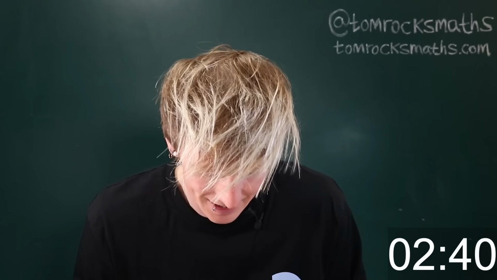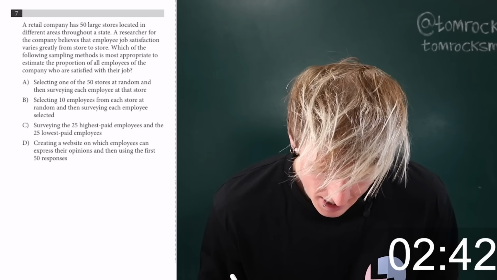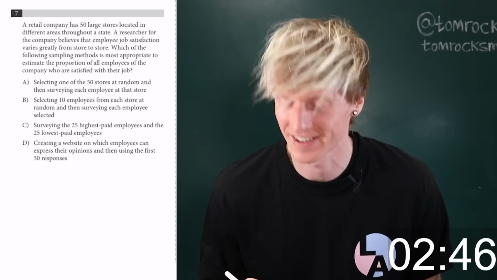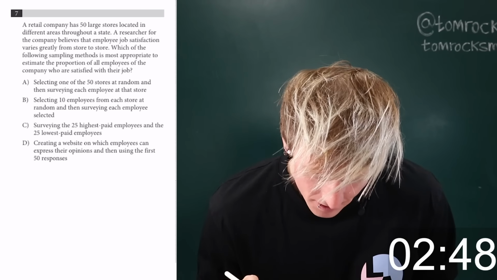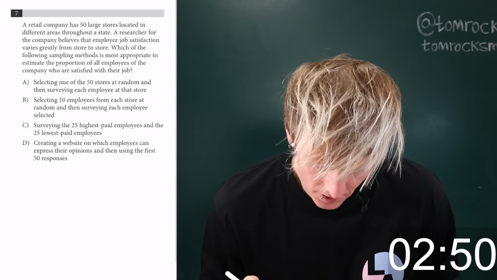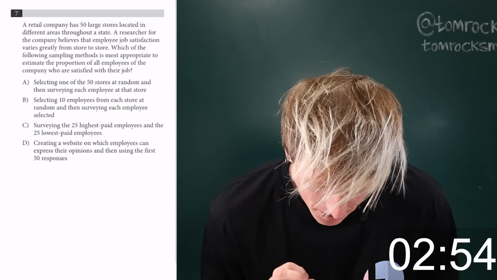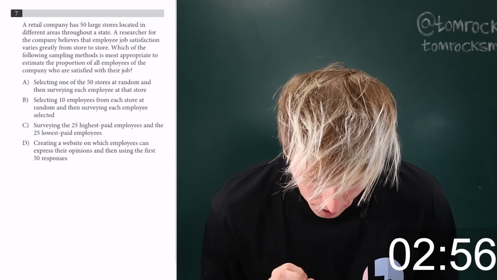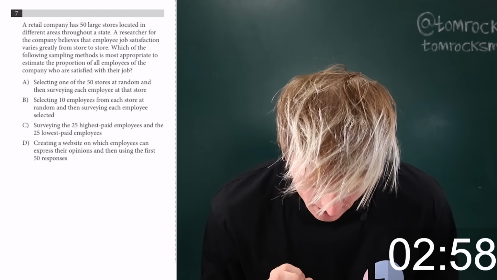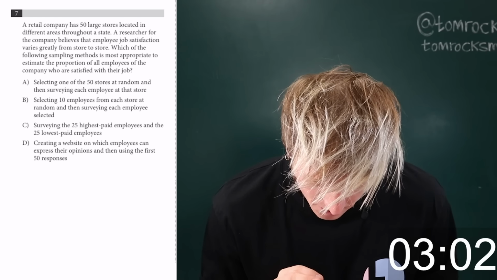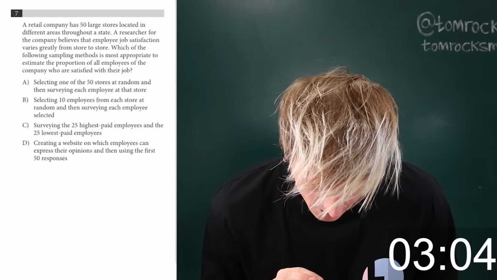Who knows? 7. A retail company has 50 large stores located in different areas throughout a state. Very American. A researcher for the company wants to survey employees. Which of the following sampling methods, I like this, I teach stats, is most appropriate to estimate the proportion of all employees of the company who are satisfied? One of the 50 stores at random, no. 10 employees from each store, yep.